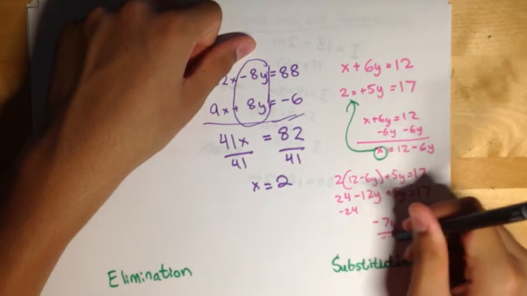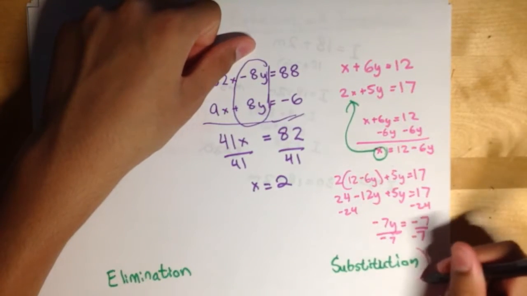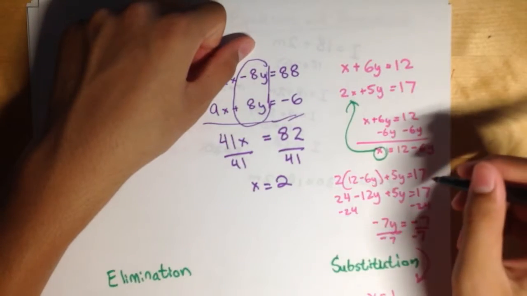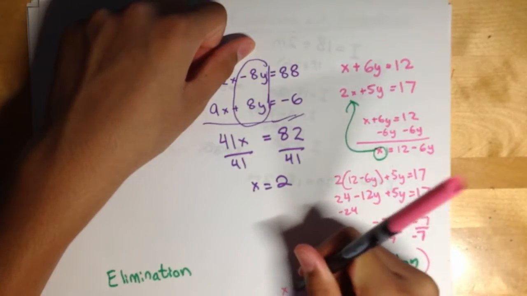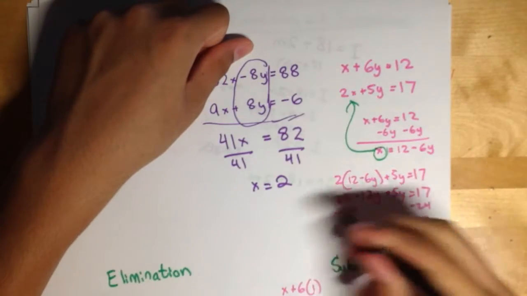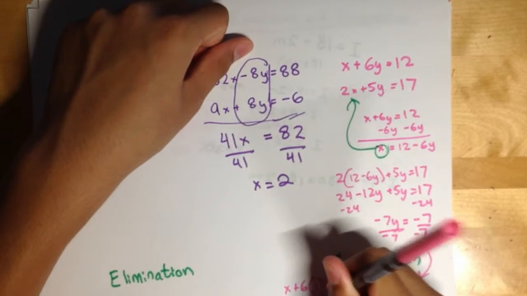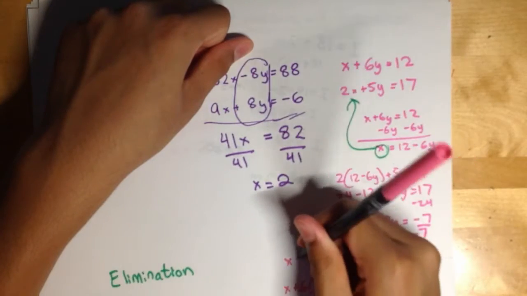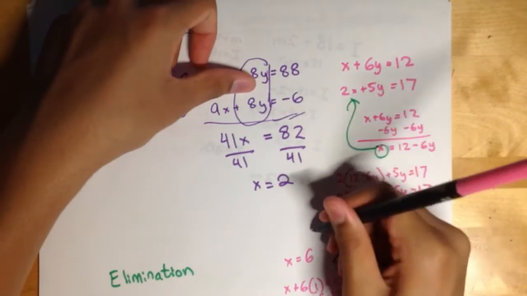That's correct. Divide by negative 7 on both sides. Let's write this down here. y equals 1. Now you can plug in to find what x is. So x plus 6 times 1 equals 12. x plus 6 equals 12. So x, it's right up here, equals 6. So there you have your coordinates.